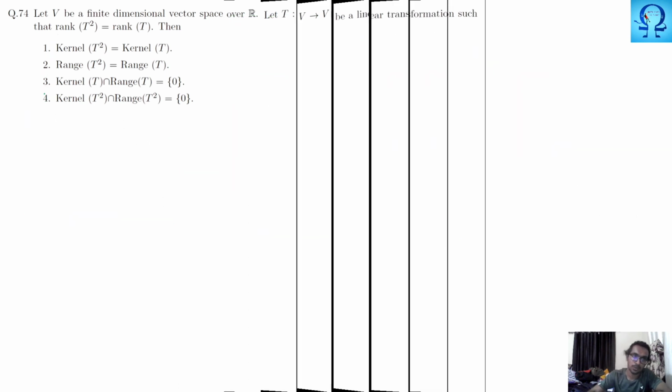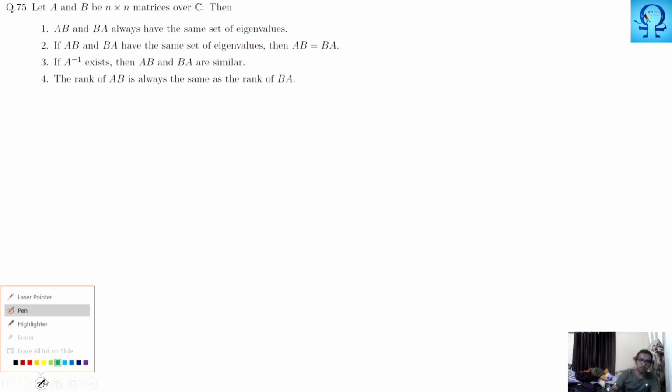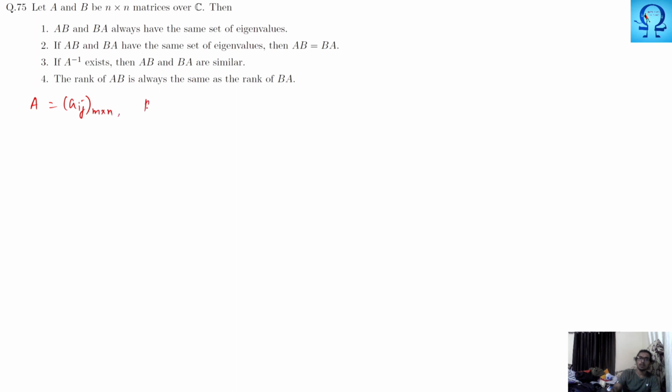Okay. Now we move to the next question. Here, A and B are two n by n matrices which are considered over C, which means the entries of the matrices A and B are complex numbers, right? As of now, let me state a result: if A is a matrix of order m by n, and B is a matrix of order n by m, then the products AB and BA are well defined.